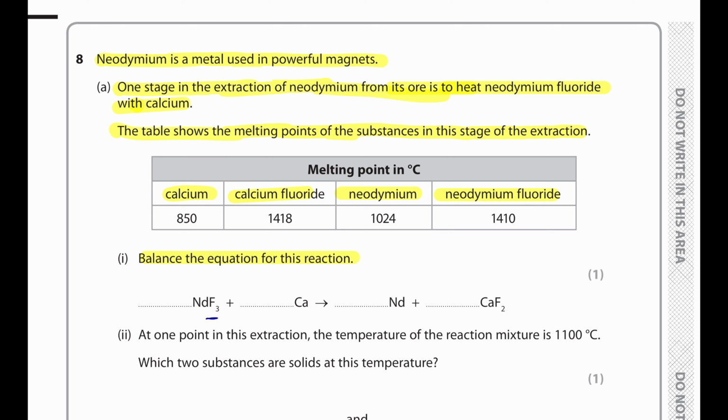Since there are 3 fluorines on the left and 2 fluorines on the right hand side, we can multiply this by 2. This gives us 6 fluorine on the left hand side, and we can multiply this by 3, which gives us 6 fluorine on the right hand side. And then there are 2 neodymium on the left hand side, so we'll put a 2 to balance the neodymium. And on the right hand side, there are 3 calcium, so we'll put a 3 in front of the calcium, Ca.